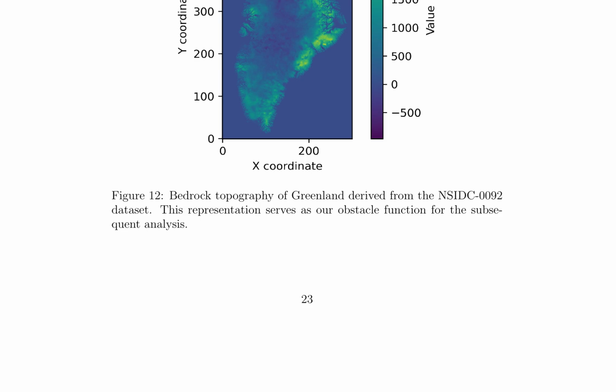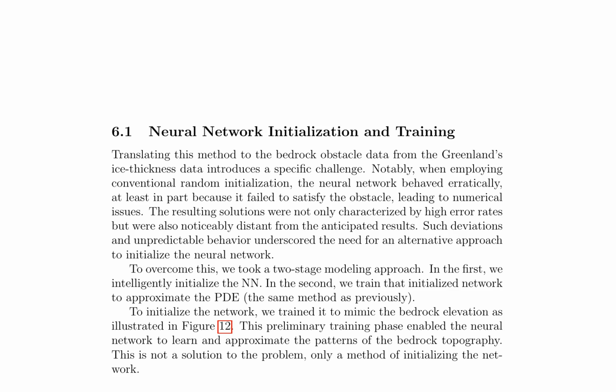When employing conventional random initialization, the neural network behaves erratically due to its failure to satisfy the obstacle, leading to numerical issues. To overcome this, a two-stage modeling approach is taken. In the first stage, the neural network is intelligently initialized by training it to mimic the bedrock elevation as illustrated in Figure 12. This preliminary training phase enables the neural network to learn and approximate the patterns of the bedrock topography. This is not a solution to the problem, only a method of initializing the network.